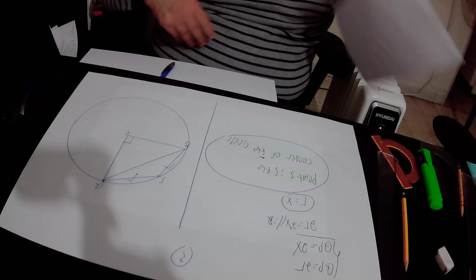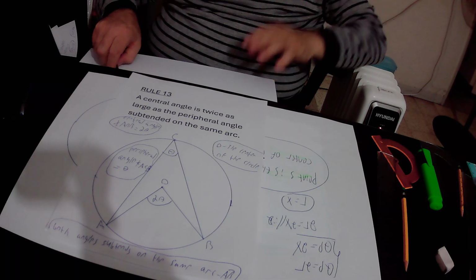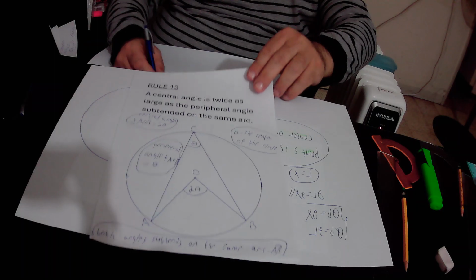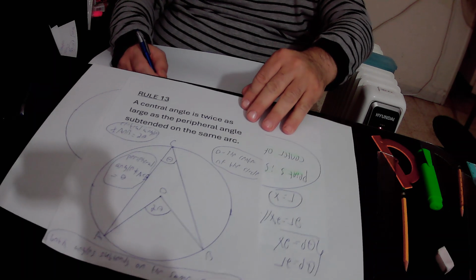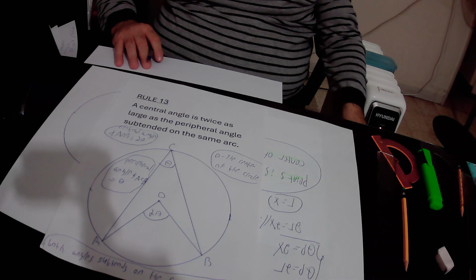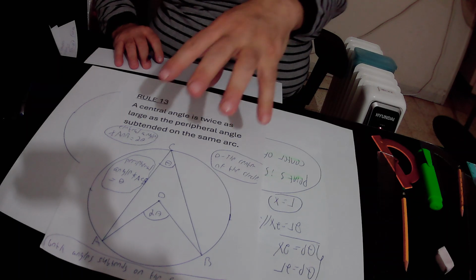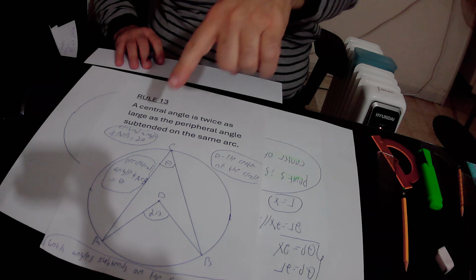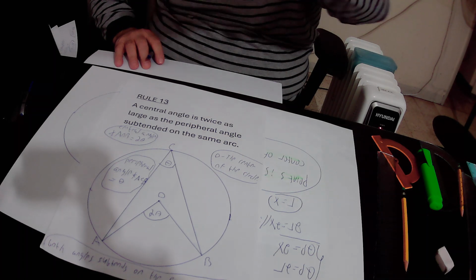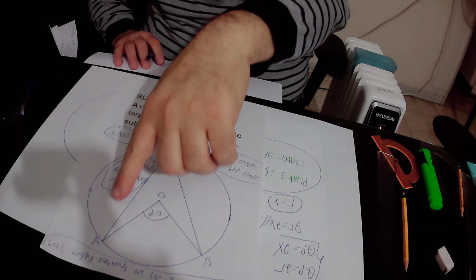The new rule is rule number 13. According to rule number 13, a central angle is twice as large as the peripheral angle subtended on the same arc. So in the drawing we have a circle. Inside this circle we have peripheral angle ASB. Peripheral angle ASB equals theta in its size. And this peripheral angle ASB is subtended on arc AB.